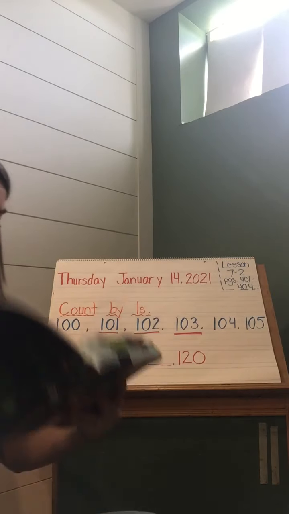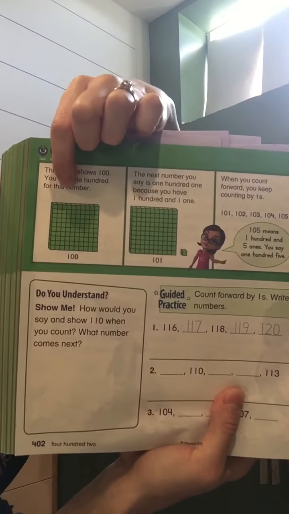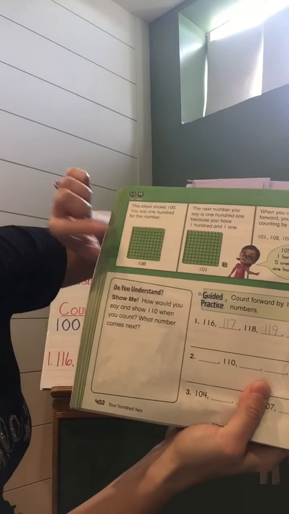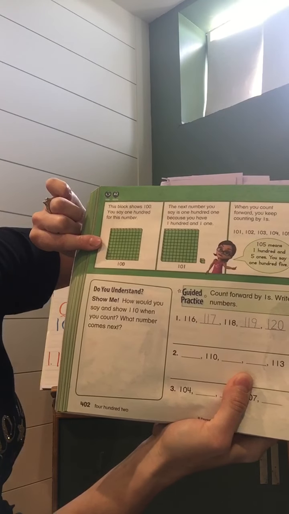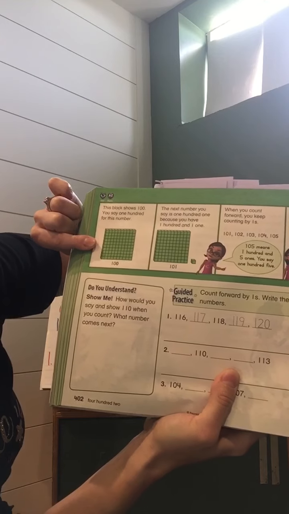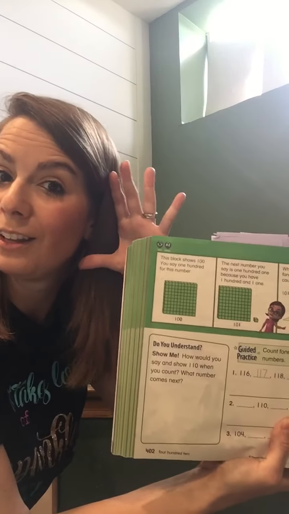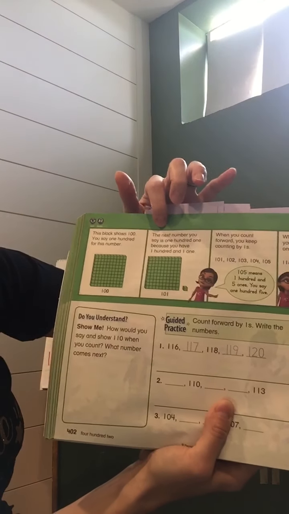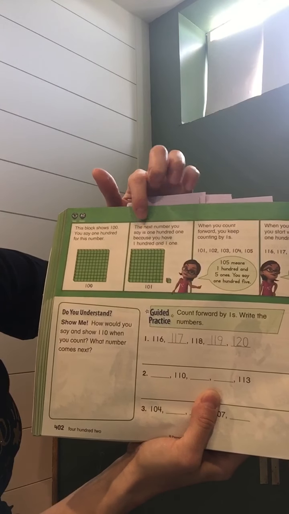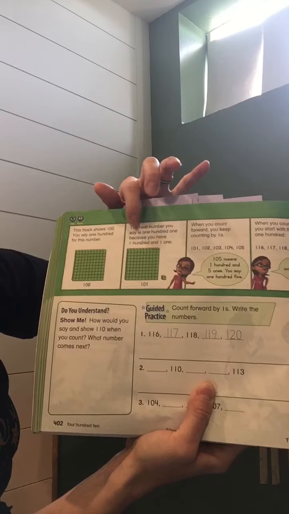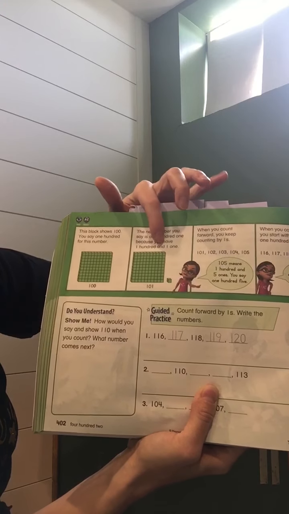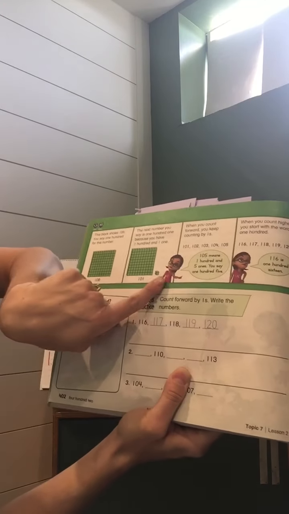Okay, now go ahead and turn to page 402. Do you see this big green square? It says this block shows 100. You say 100 for this number. Can I hear you say 100? Good. Then the next number you say is 101 because you have 100 and 1.